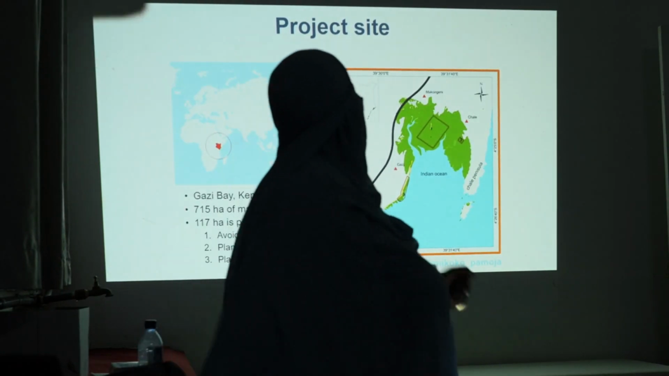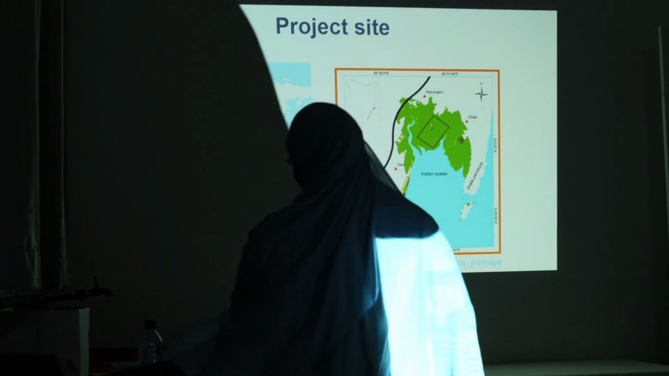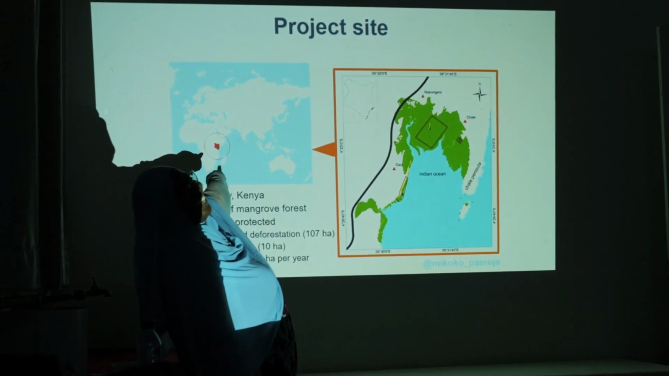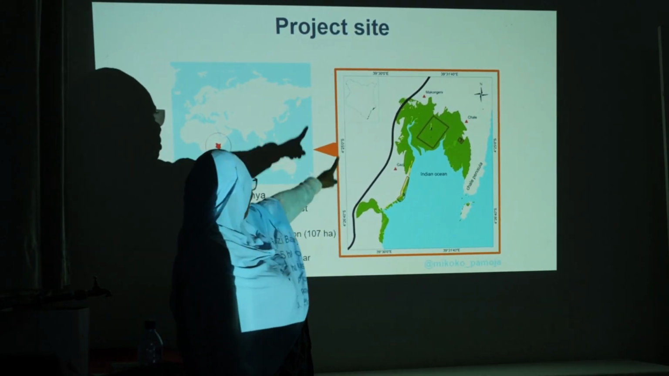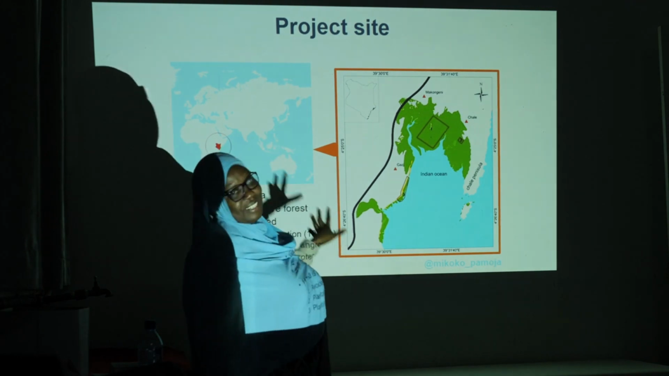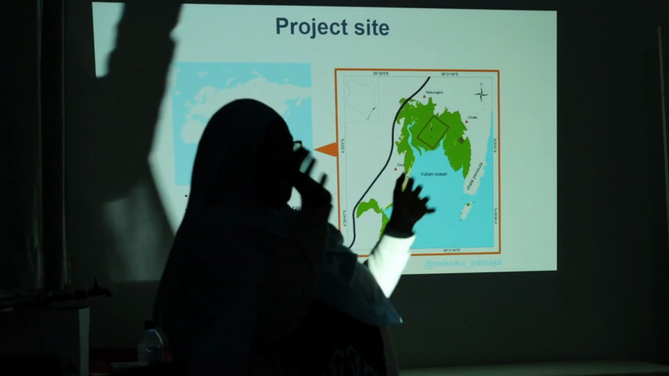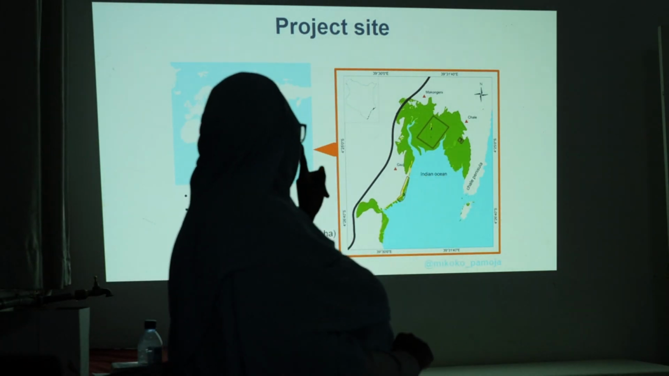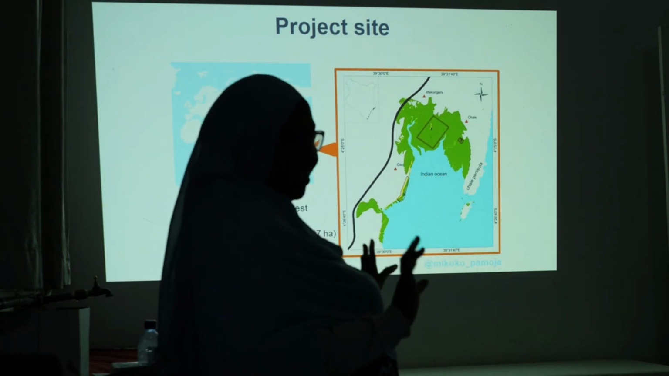Like I said, this is Kenya here. And that's our project area. That's the bay, Gazi Bay, with the 700 hectares. Area 1 is a total natural forest.